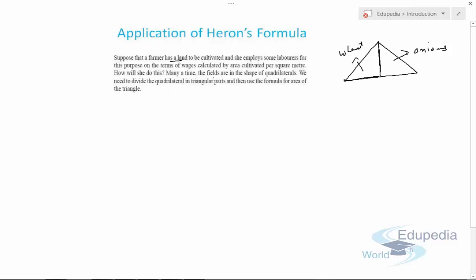Or let's say many times the fields are in the shape of quadrilaterals. Let's say it's in the shape of a rectangle, and this shape needs to be divided into two equal parts. If she knows how to use Heron's formula, then she can calculate the area of the different parts like this. So we need to divide the quadrilateral into triangular parts and then use the formula for the area of a triangle. So this is the actual application of Heron's formula. Let's discuss some examples related to the application of Heron's formula.